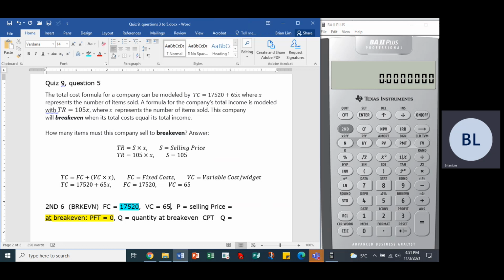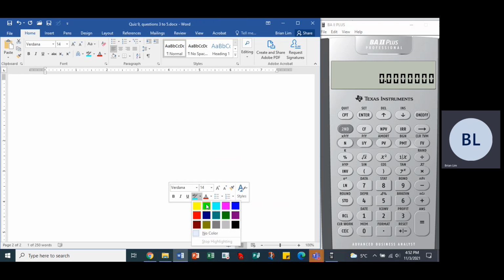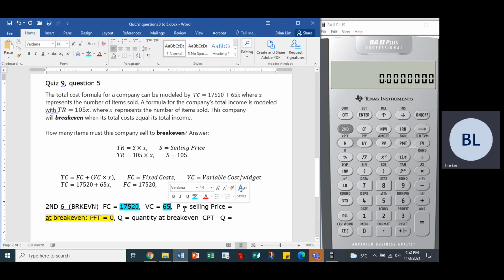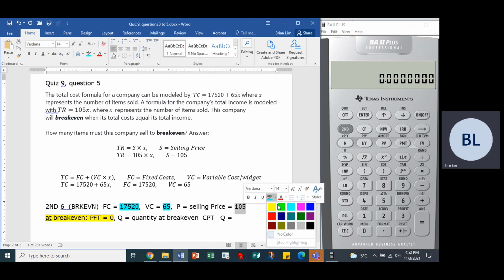We're just preparing the data for the calculator. That would be the variable cost, so we can highlight that. P is the selling price. In the information given, we use S for selling price, whereas on the calculator you will see the symbol P, but it all indicates the selling price. The selling price is 105. With that information, and knowing that it's a break even, the profit is 0, we can calculate the quantity at break even.